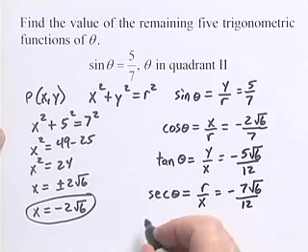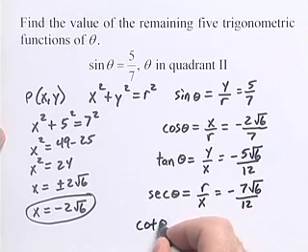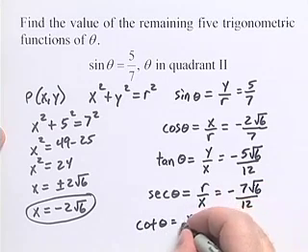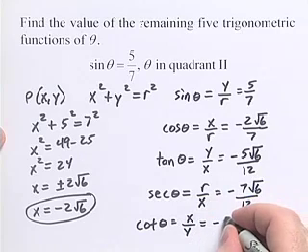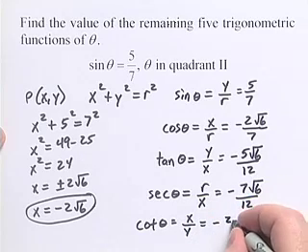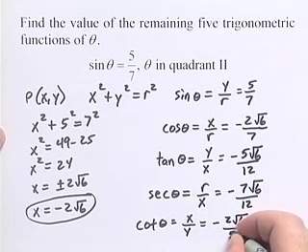Then our last function, cotangent of theta. Cotangent of theta will be x over y. Plug in the two values, simplify, and we get negative 2 root 6 over 5.